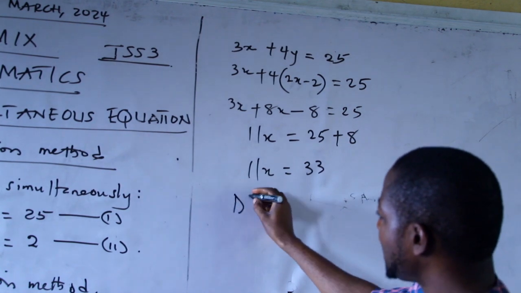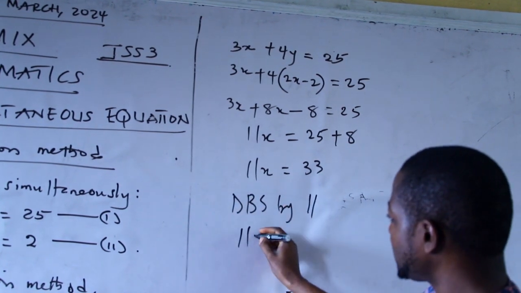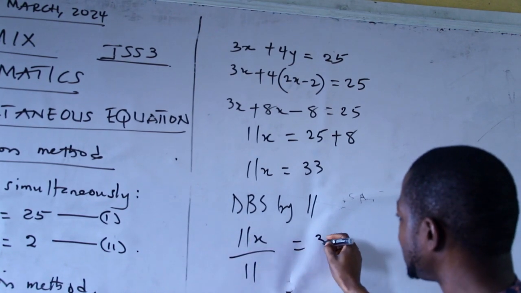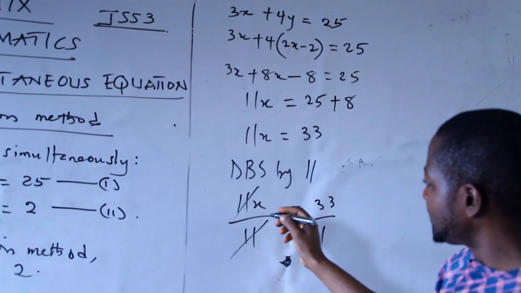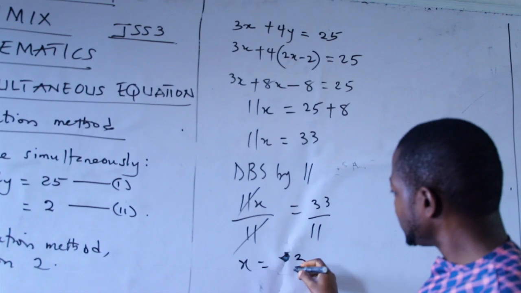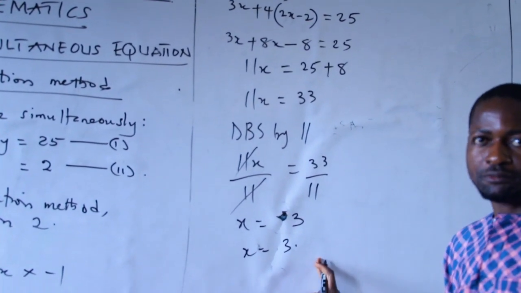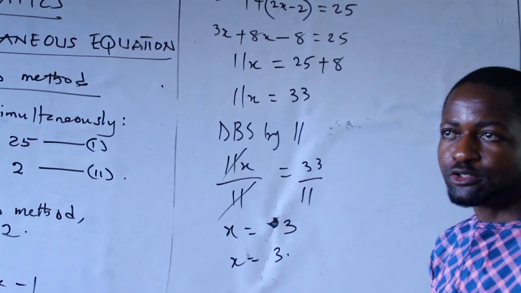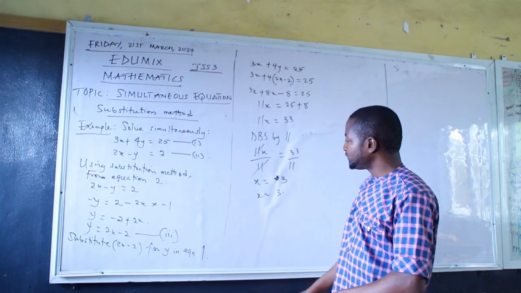So I'll divide both sides by 11. So 11x divided by 11 equals 33 over 11. 11 cancels 11, so on the left-hand side, what I have here is x. 11 in 33 is 3. So that means x is equal to 3. Now I've gotten the value of x. Now I need to get the value of y. I told you for simultaneous equations, you are supposed to get 2 answers, the values of the 2 variables involved.